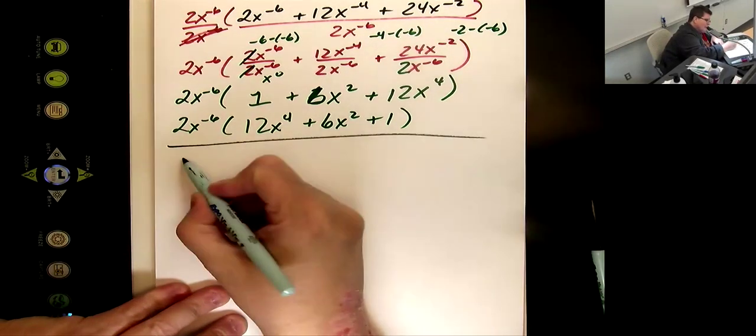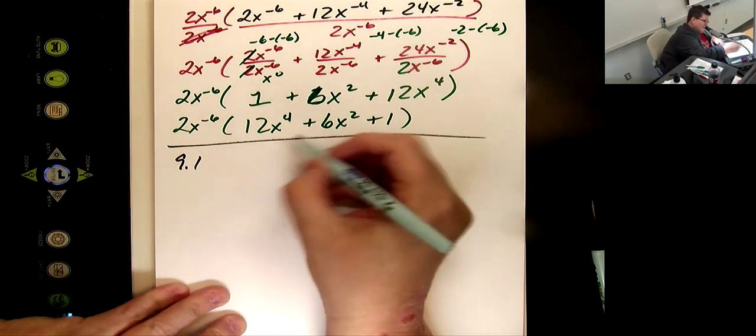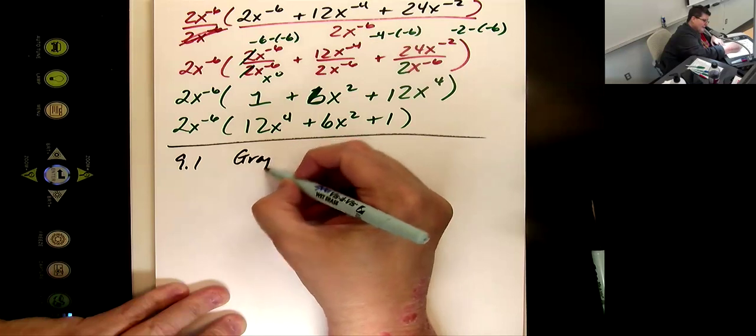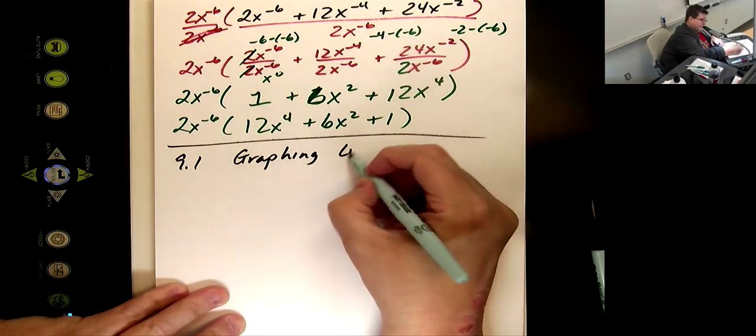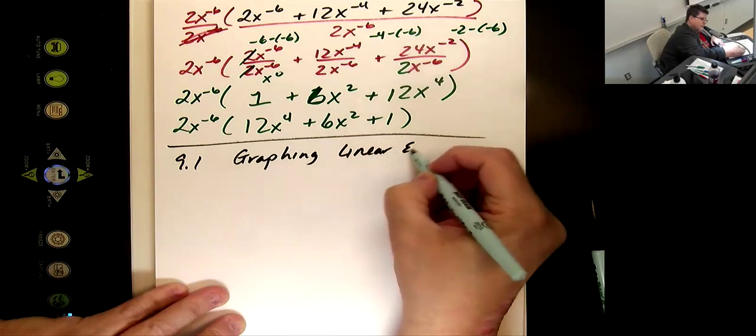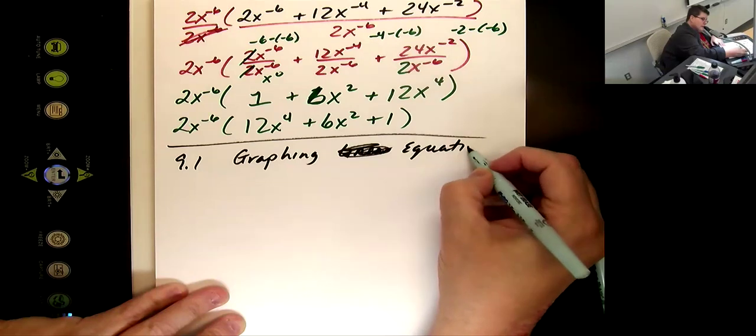Let's take a look at 9.1. Chapter 9 is on functions, and this is looking at graphing linear equations. Or equations. Let's not do linear.